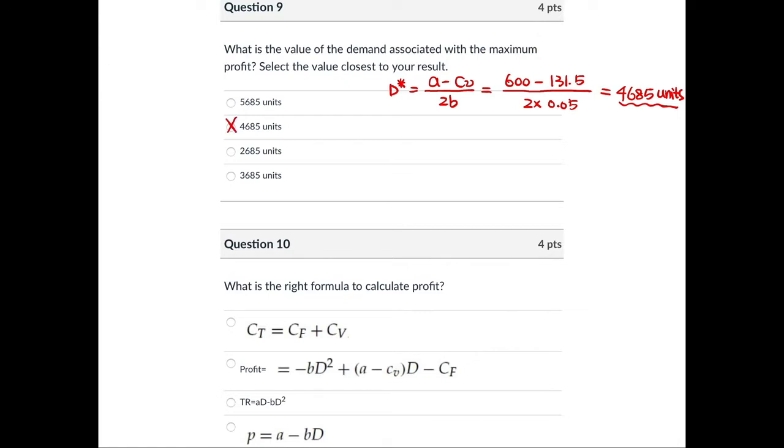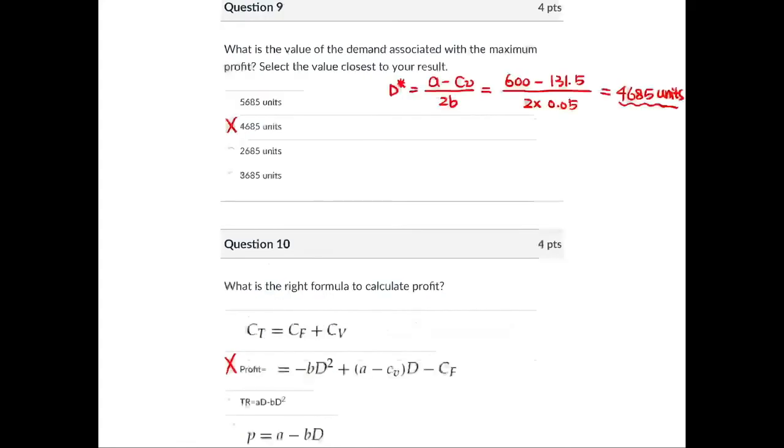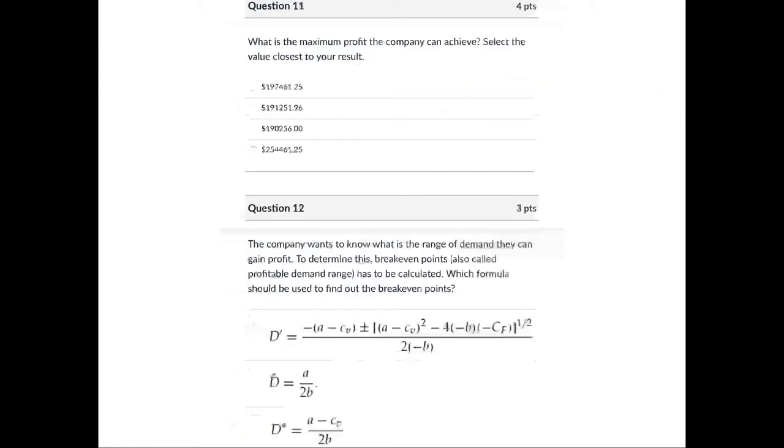What is the right formula to calculate profit? Profit, of course, this one, very easy. Then what is the maximum profit? So we said if you want to calculate the maximum profit, you're going to use the A, B, C, F, C lowercase v, and the D star in that equation. So that equation is, you copy this.